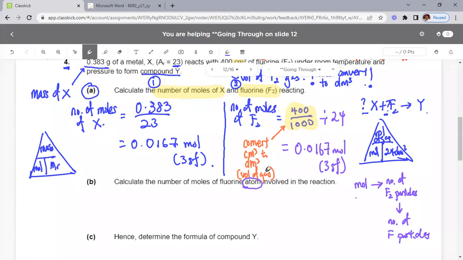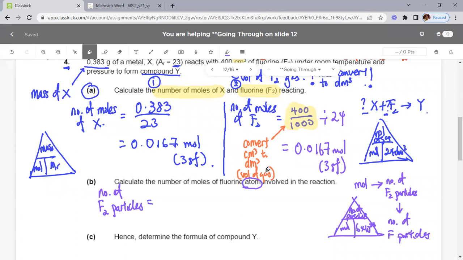What triangle am I going to use? I'm going to use number of particles at the top, mole, and then 6 times 10 to the power 23. So how many moles of fluorine atoms are involved here? I'm going to do these steps: from mole, convert to F2 particles; from F2 particles, convert to F particles. Let's start off with the first one, number of F2 particles. This one I will go through for you, so you'll just copy down.